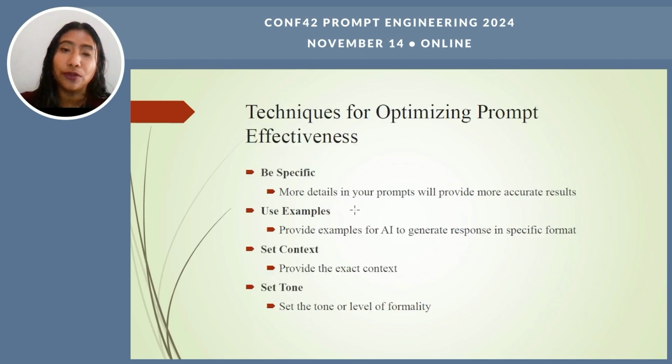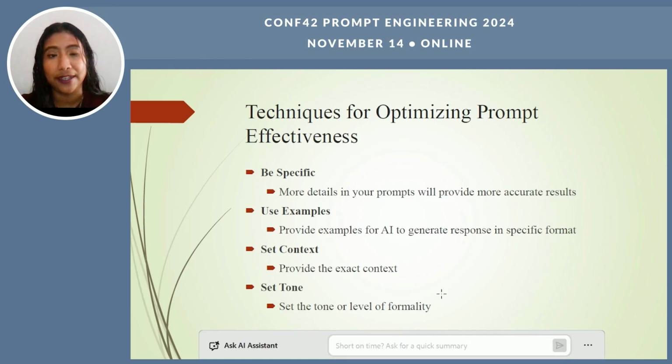Now we know about the different prompts. The next question is, what are the techniques for optimizing a prompt more effectively? The first thing is that we should be more specific. More details in your prompts will provide more accurate results. For example, asking the ChatGPT generative AI model for a diet plan: what is the best diet plan for a day? That is a general question. If you ask for an adult of 36 years of age, or for a kid, or South Indian or American dishes, likewise, if we give more specific items, we will get more specific answers.